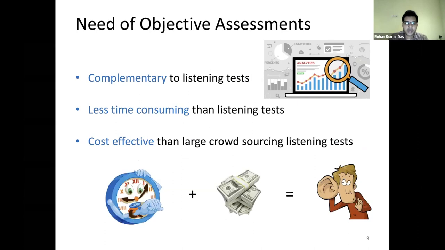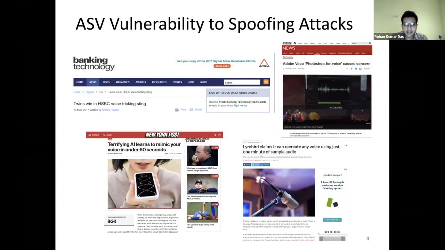So let us review why we need the objective assessments. Firstly, they are complementary to the listening test. Apart from that, they are less time consuming and more cost effective than the large crowdsourcing listening test. For instance, for VCC 2020, we had to spend about 1 million Japanese yen for the crowdsourcing test. Next slide. So coming to ASV, it has been found that they are quite vulnerable to various kinds of spoofing attacks. And voice conversion technology is one such way to attack ASV. Next slide.